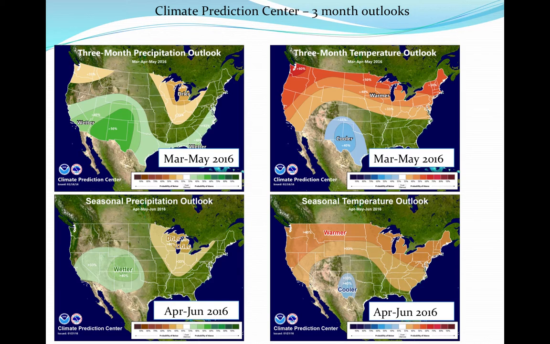Just looking here at the precip and temperature outlooks for the March, April, May period and the April, May, June, July period, you can see the impact of that ENSO event. We're still expected to see wetter conditions seasonally through June, and basically equal chances for warmer, cooler, or normal temperature conditions in our area.